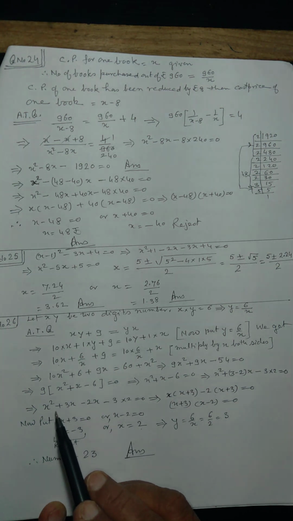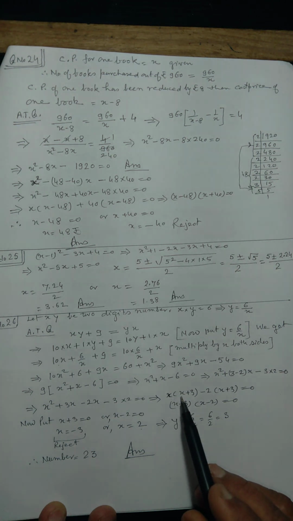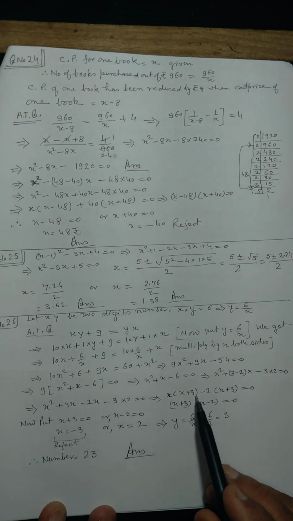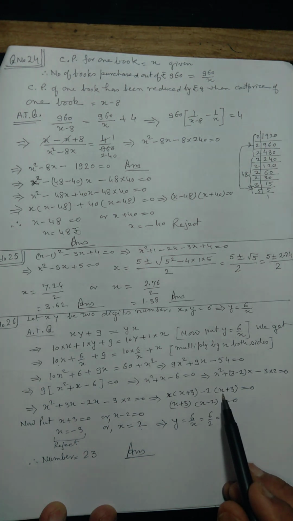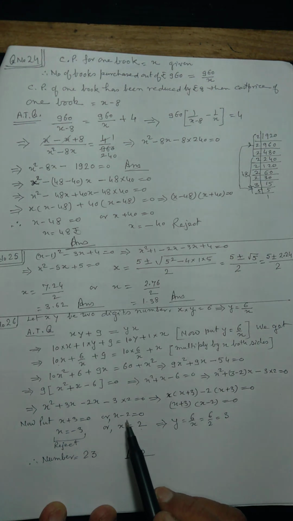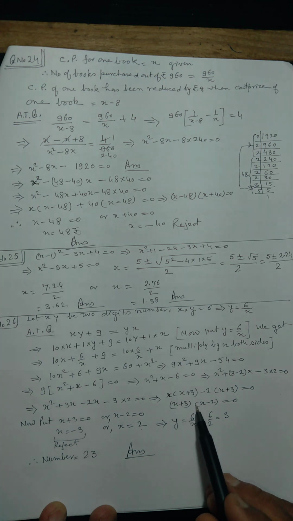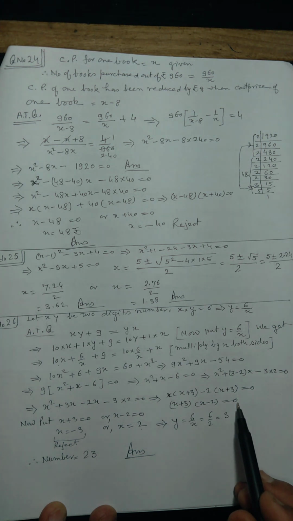Now take out x common from the first two terms. So inside the bracket we get x plus 3, and from the third and fourth terms you take out minus 2, so we are left again with x plus 3. Now take out x plus 3 common. So x plus 3 into x minus 2 equal to 0.